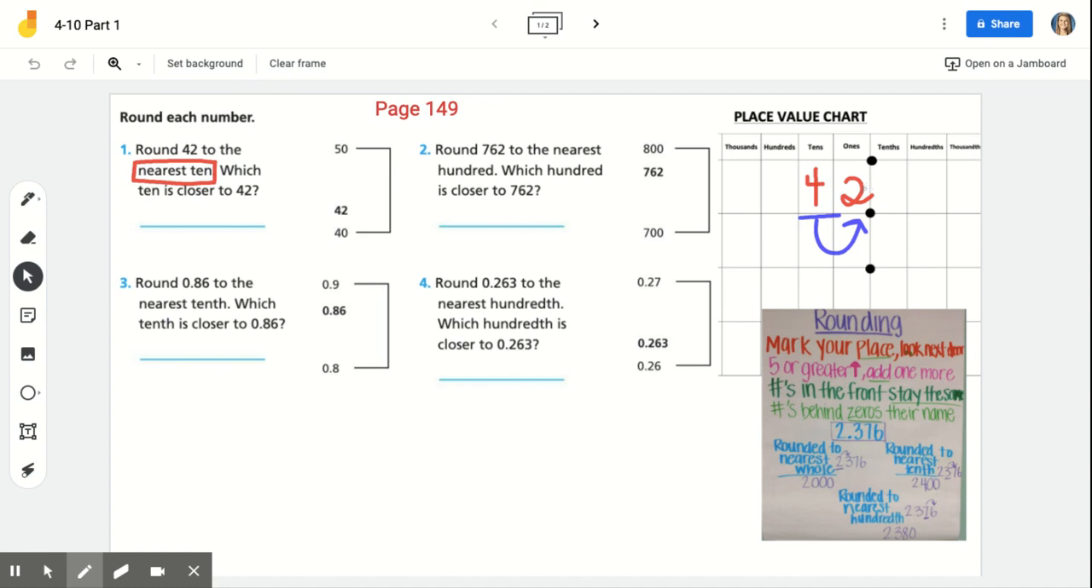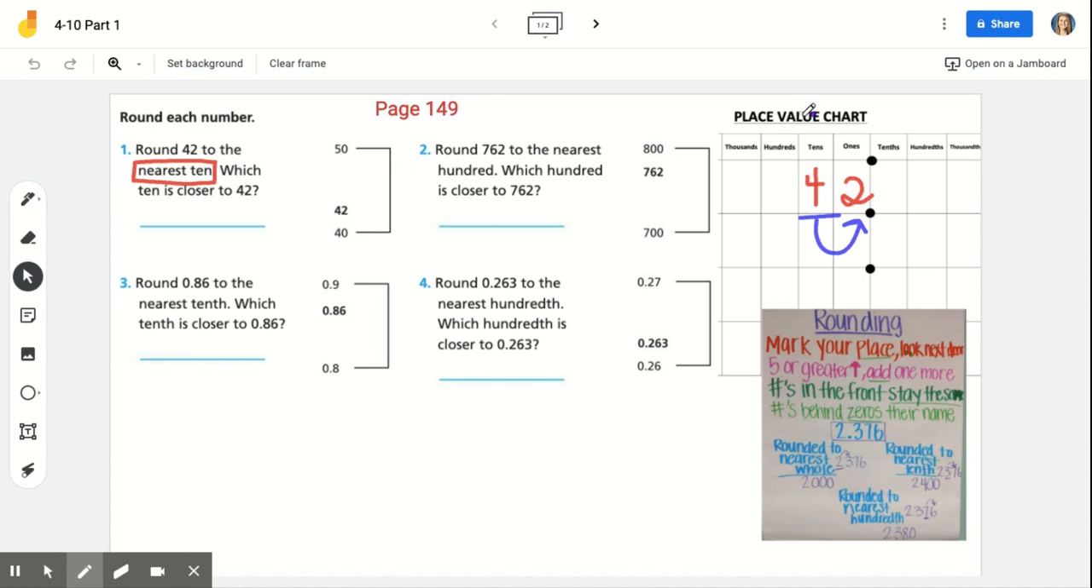It's not. And it goes along with this other rhyme that's not on the chart. 5 or more, up the score. 4 or less, let it rest. I know you guys are familiar with that. 4 or less, let it rest. That means we are letting the digit that we have underlined rest. It's staying the same. We're not doing anything to 4.